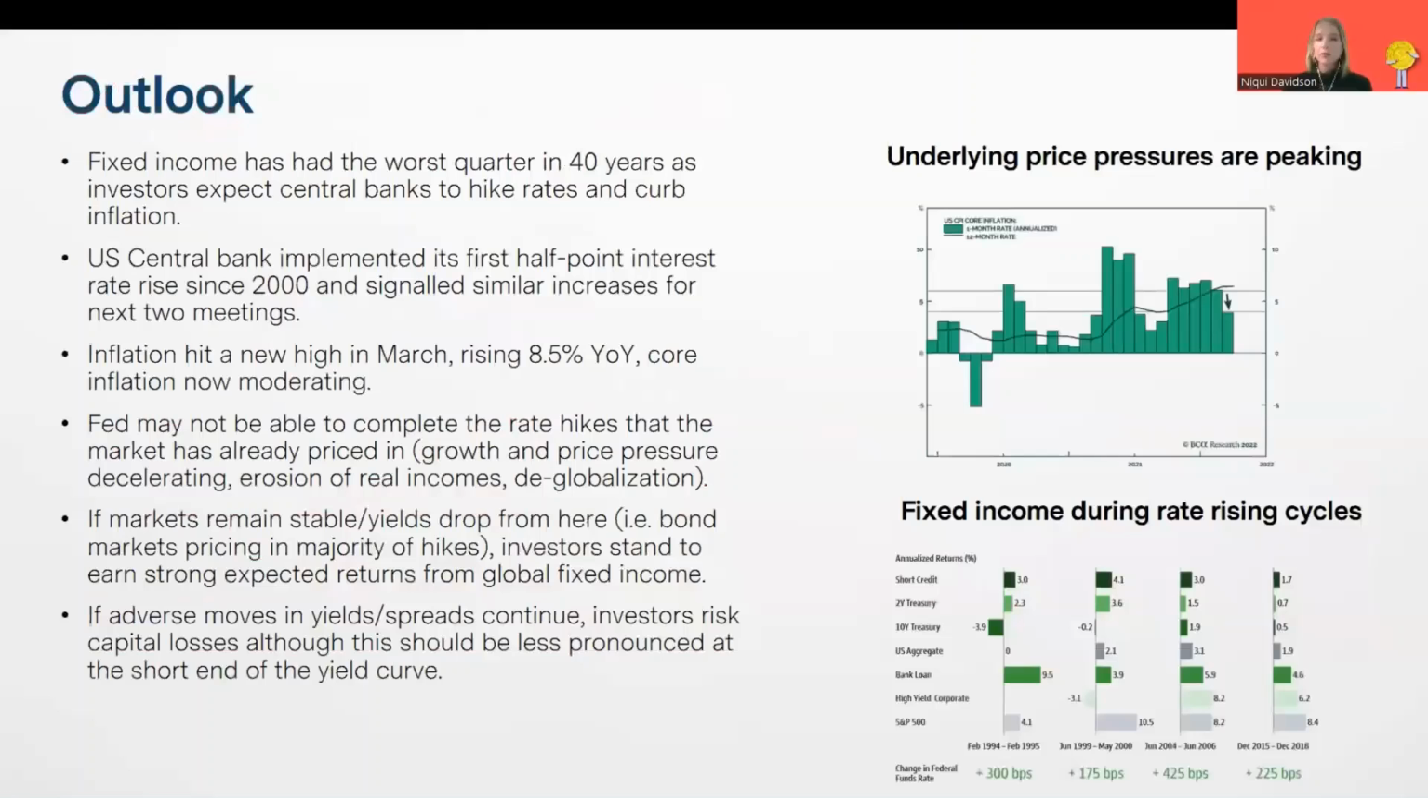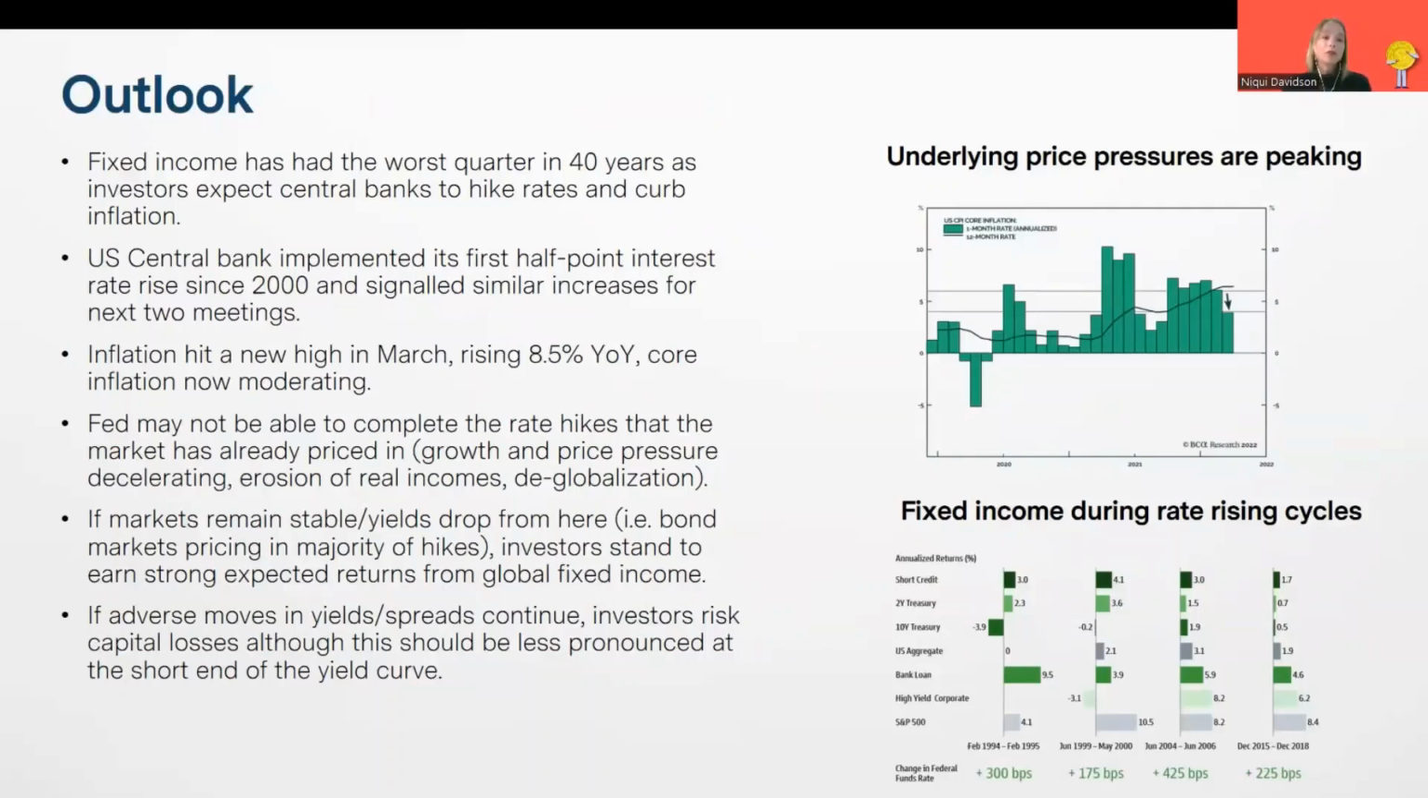Then lastly, wrapping up with the outlook for the fund and for the asset class. I've mentioned a few times the performance of Q1 2022 when it comes to fixed income. This poor performance was a result of investors expecting central banks to hike rates quite aggressively to curb the sort of runaway inflation that we're seeing. So investors have priced in quite aggressive rate hikes.